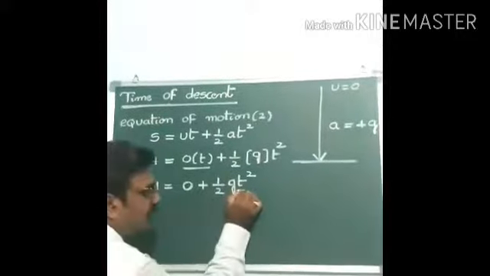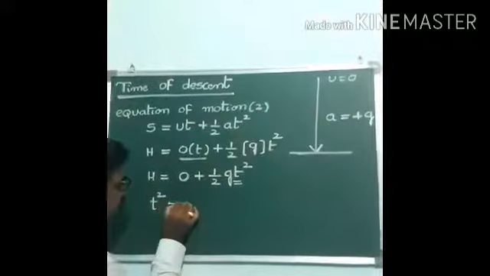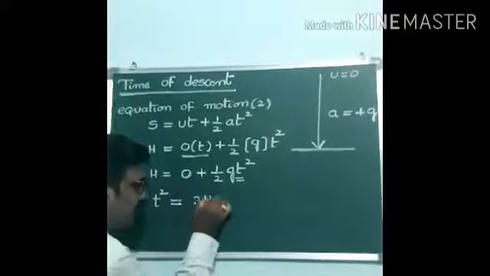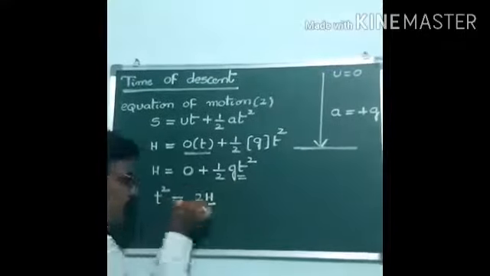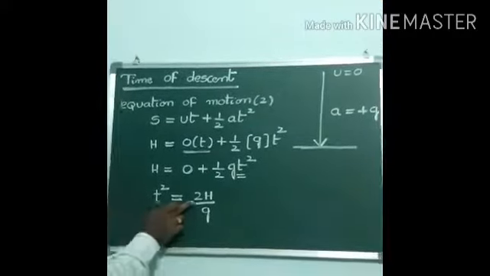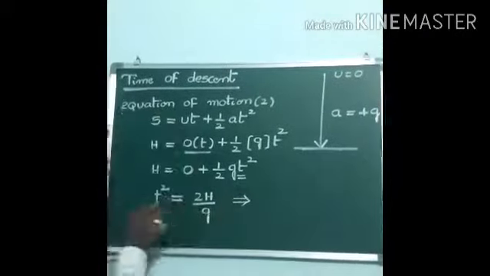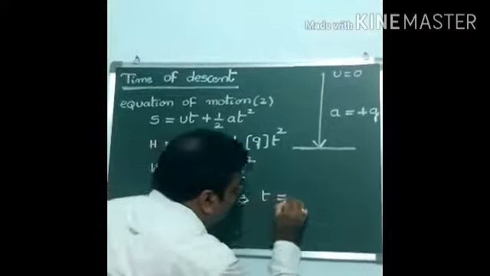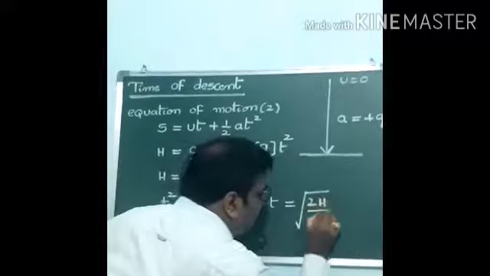Now you know the mathematics. T square equals 2 over g; 2 is coming as the numerator and g is coming as the denominator of this fraction. So finally, T square equals 2h by g. That implies T equals the square root of 2h by g.